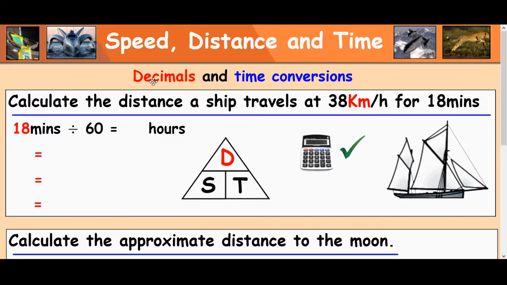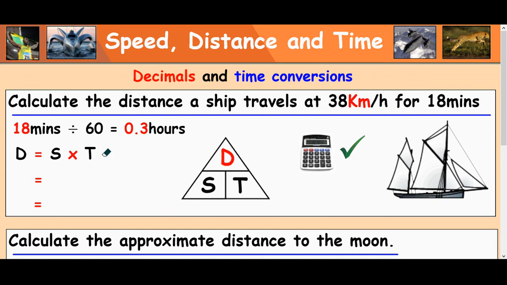Okay, right, let's look at a couple of questions, one involving the moon actually. The first question: calculate the distance a ship travels at 38 kilometers per hour for 18 minutes. So distance, that is speed times time. Now, before I do that, I can't put 18 minutes into my calculator because it's kilometers per hour. So I've got to change that into hours. So 18 divided by 60, 0.3.